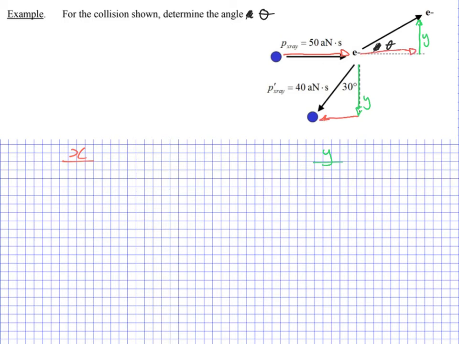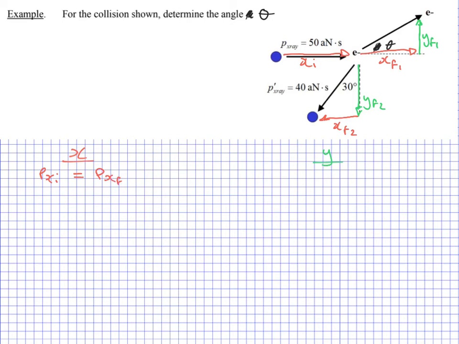So I'm going to call this x final 1. This is x final 2. This is x initial, and that's actually the total momentum. And then let's call this y final 1, and this is y final 2. So let's look at our x momentum. We're going to start off by saying the total x, or the initial, is going to be equal to the final.